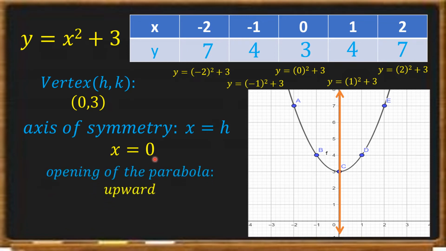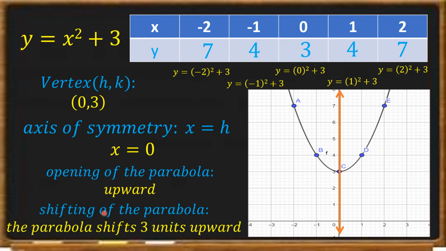Okay, the opening of the parabola, it opens upward. Ngayon may dadagdag tayo kasi kanina, sa unang example, ang parabola natin, nasa origin yung vertex. Nandito. Ngayon, umakyat siya. Ilang units? Mula 1, 2, 3. So, umakyat siya ng 3 units. So, ang shifting ng graph natin ay the shifting of the parabola. Nagbago yung parabola nyo sa Cartesian plane. The parabola shifts 3 units upward.